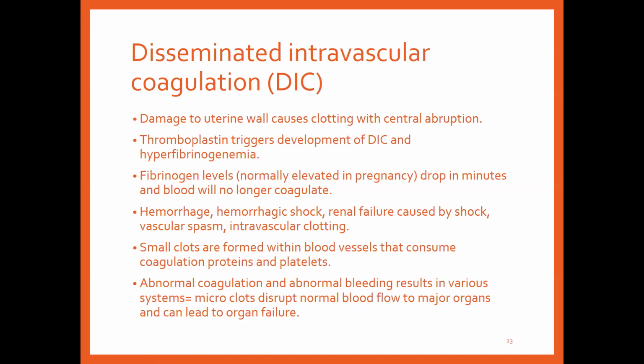We end up with hemorrhagic shock, renal failure caused by shock, vascular spasm, intravascular clotting. Small clots are formed within blood vessels that consume coagulation proteins and platelets. And then abnormal coagulation and abnormal bleeding results in various systems. So we could have microclots that disrupt normal blood flow to major organs and can lead to organ failure. So you get all these itty bitty tiny clots within maybe your kidneys or your liver. And then if there are little clots there, it leads to no blood supply to that organ and the organ dies. Okay. So bad news bears, we don't like DIC.